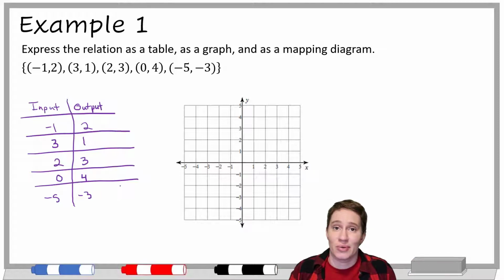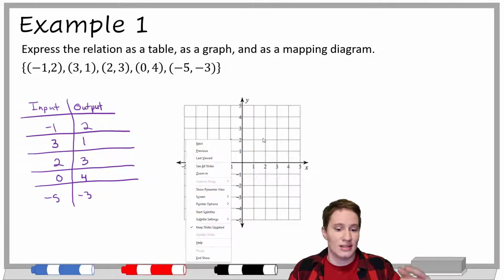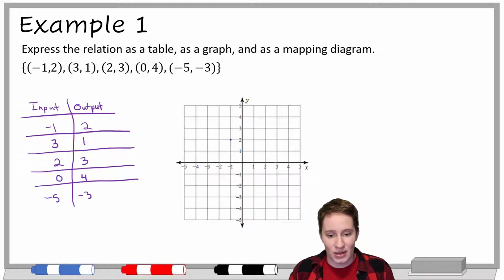Now these are 5 separate points. And even though we as human beings, I think, are conditioned to connect dots, there's nothing in the problem that tells us to connect the dots, because it's saying -1, 2 is part of our graph. So it's saying 3, 1 is part. So here, that's part of our graph. It's saying 2, 3. It says 0, 4, and it says -5, -3.